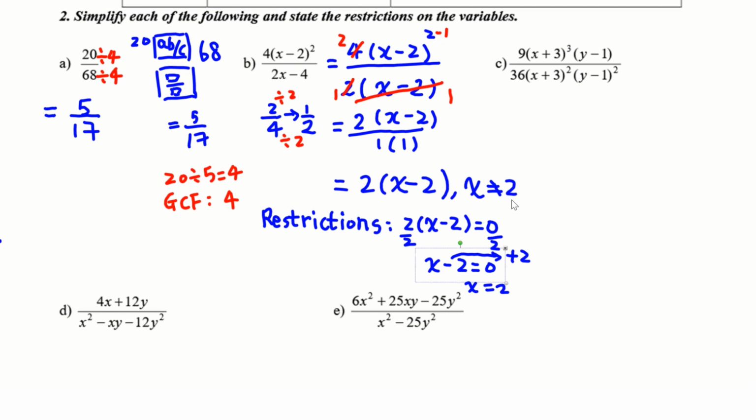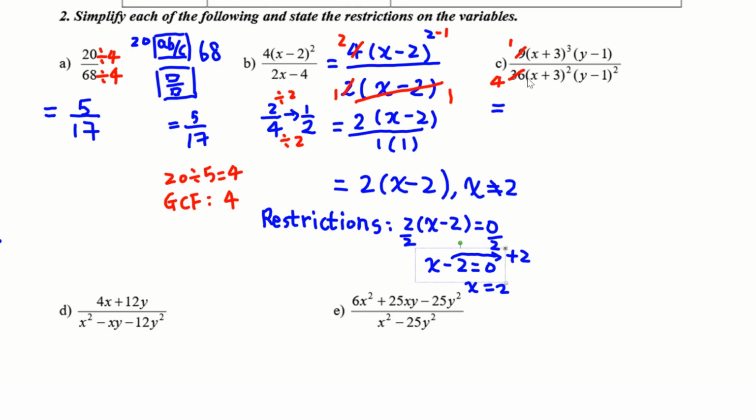So this is a simplified form with restrictions. This is what the question is asking you to do: get rid of all the common factors and indicate the restrictions. So we are going to try another one. 9 over 36, use your calculator, you will find the lowest form is 1/4. Both could be divided by 9.